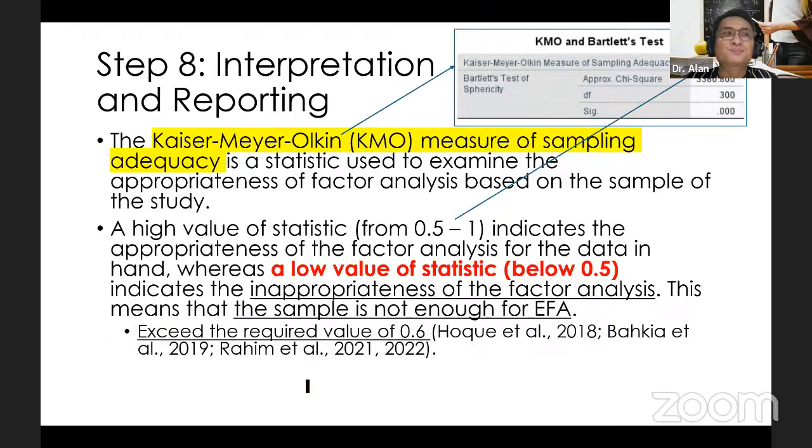And then here, the KMO. The KMO result here, as you can see, is 0.922. We mentioned just now, for KMO what we want is more than 0.5. If it is below 0.5, it indicates the inappropriateness of the factor analysis. In other words, your sample is not enough for EFA. So if you get 0.922, it is better, meaning the sample is enough for your EFA purpose.